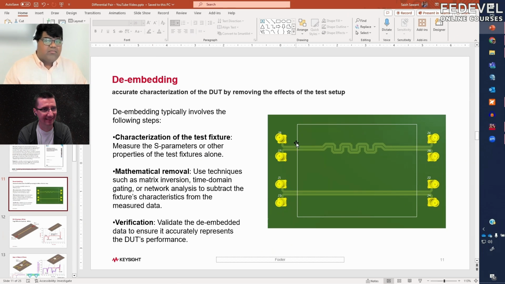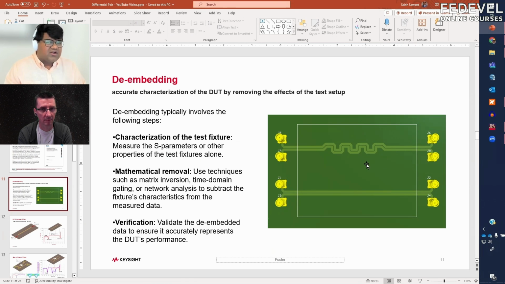In de-embedding, we now have this structure where we do the measurement, and we will have effects of the connector and the cable and all of those fixture effects as well. But what we are interested in is this device under test, we call DUT. This is the only section that we are interested in. We don't want these effects of this port.